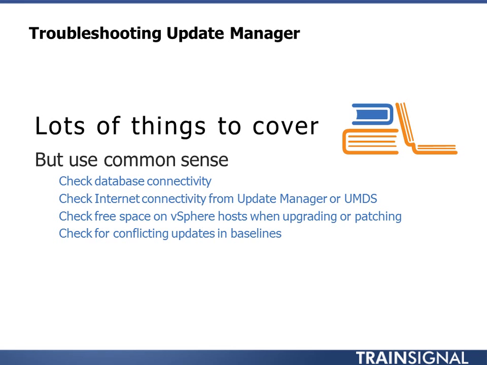For some reason if patches aren't coming down, obviously check internet connectivity from either Update Manager or UMDS. Check free space on the vSphere host. That's a good one. Because it'll try to push down and stage patches, but if there's not enough space to hold them, it's going to error out. So check that. Check for conflicting updates in the baseline. A lot of times it'll tell you that when you do it, but I've seen odd occurrences where things would try to apply, but it didn't pick up a conflict and there was an issue.